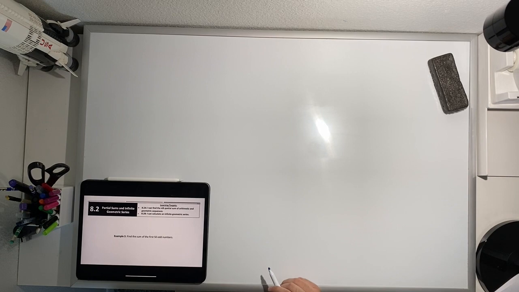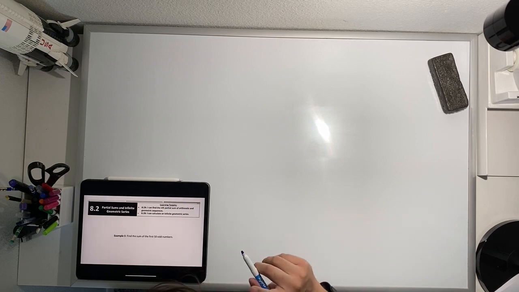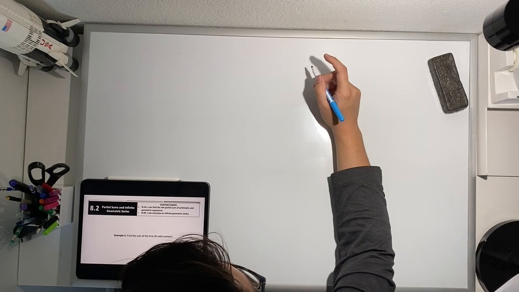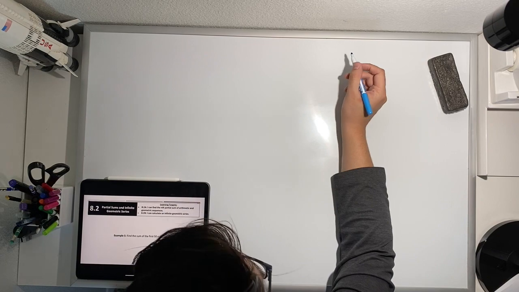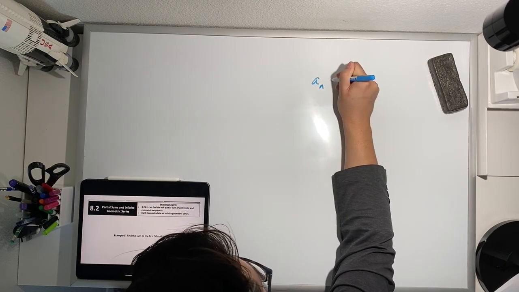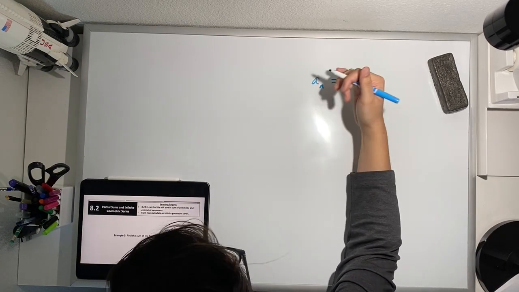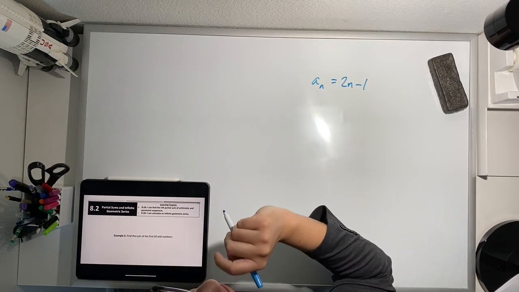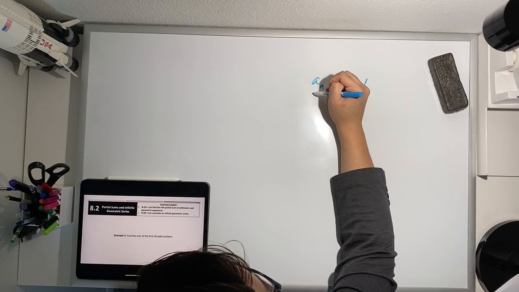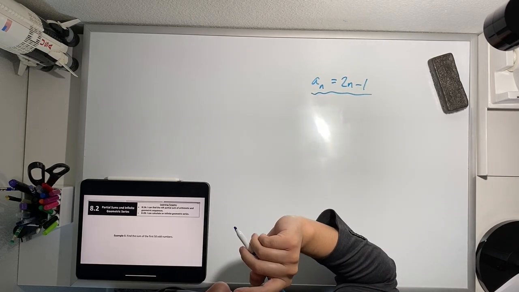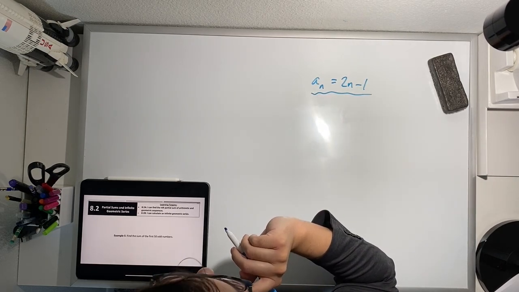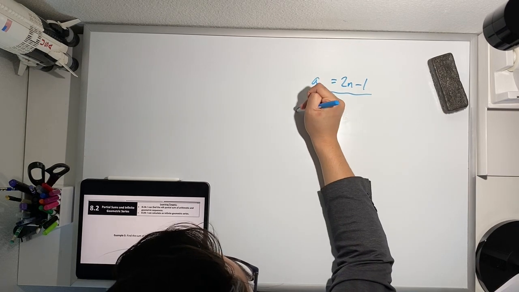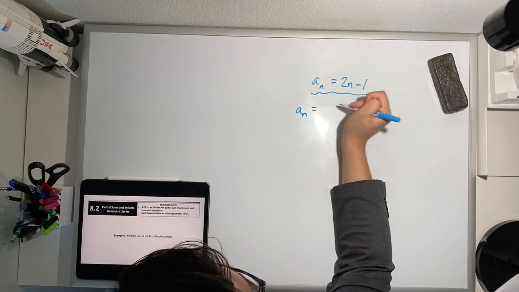Find the sum of the first 50 odd numbers. Okay, well, if you recall, we do have a formula, hopefully you remember, for the sequence of odd numbers, and it's 2n minus 1. Now, if you don't happen to know that this is the nth term formula for the sequence of odd numbers, then we can find the nth term like usual.